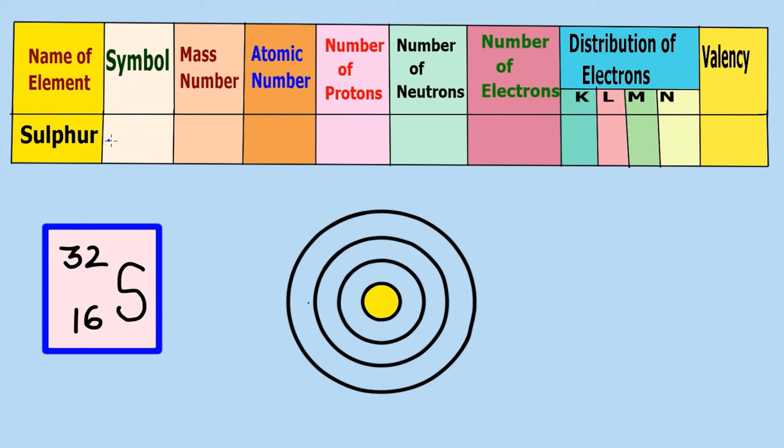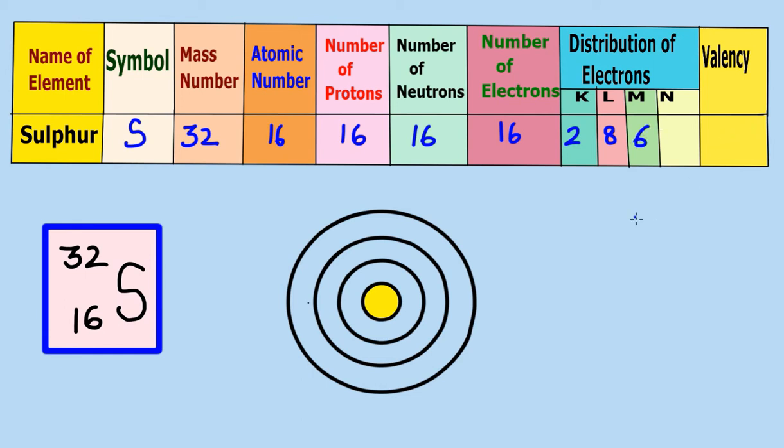Next element is sulfur. It is represented by capital letter S and its mass number is 32. Its atomic number is 16. It means it has 16 protons, 16 electrons. What is the number of neutrons? 32 minus 16. It has 16 neutrons. And how are these 16 electrons distributed? 2 in K shell, 8 in L shell and 6 in M shell.